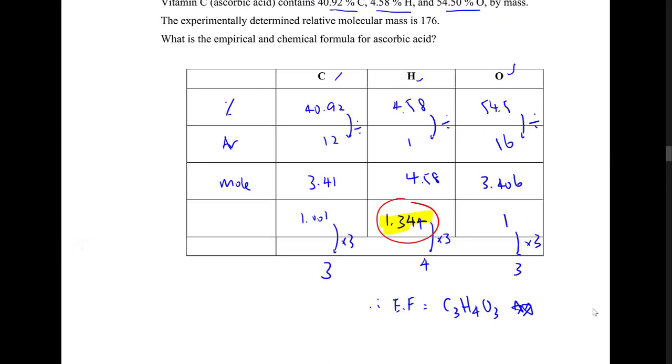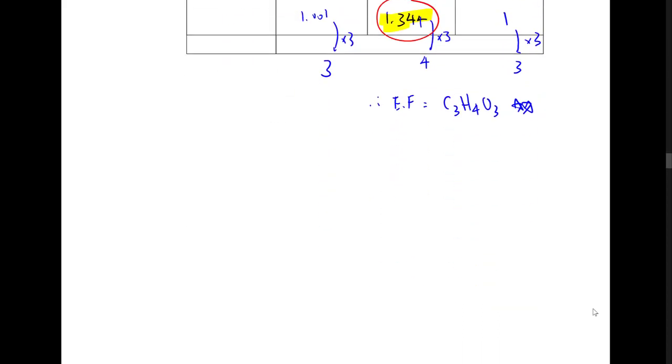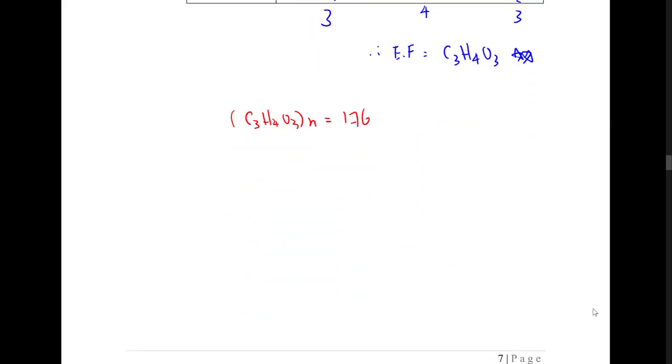Now, you want to calculate the molecular formula. You're given the actual relative molecular mass, and you want to calculate the molecular formula. Similarly, we're going to write (C3H4O3)n is 176. Carbon is 12, so 12 times 3, and 4, and 16 times 3, multiplied by n gives me 176. So for n, all you're going to do is 12 times 3, which is 36, plus 4, plus 48, and we're going to take 176 divided by that. You get 2.